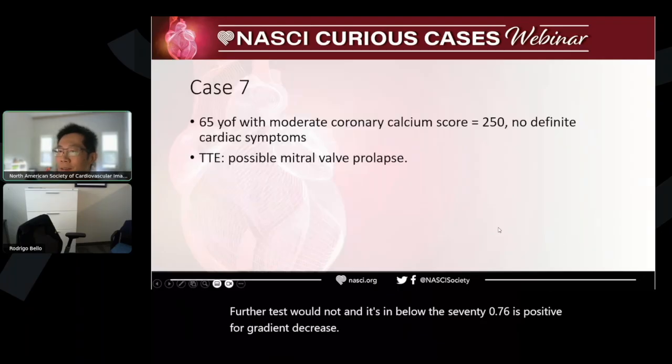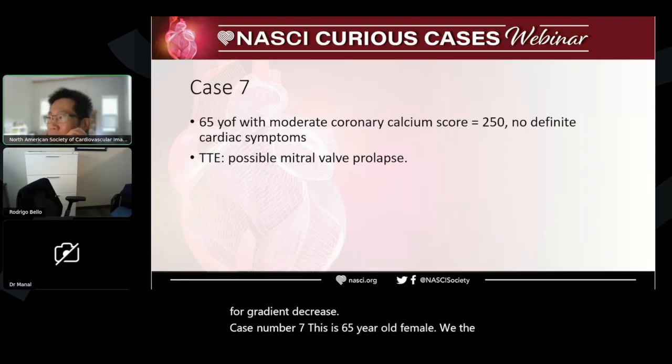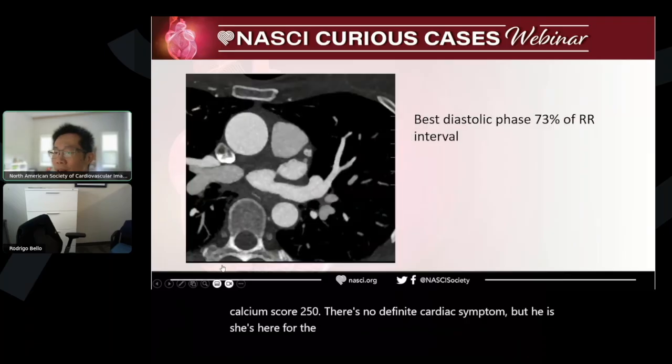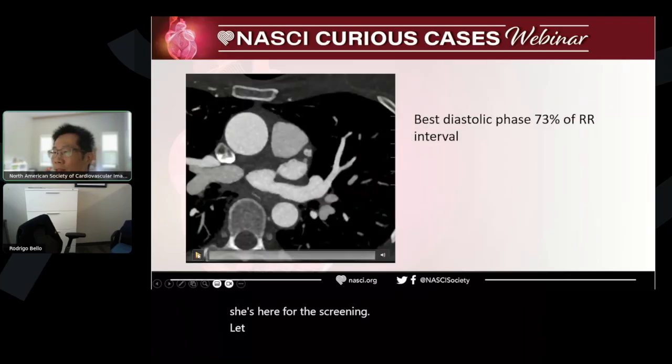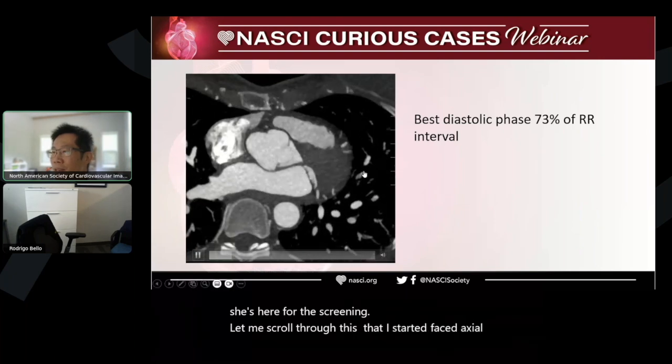Case number 7. This is a 65-year-old female. The previous calcium score was 250. There's no definite cardiac symptom, but she's here for the screening. Let me scroll through this best diastolic phase axial, but no worries. We'll focus on the area we're going to look at.